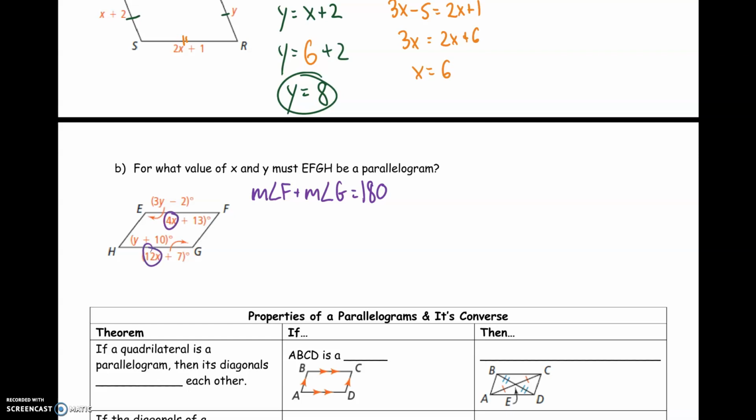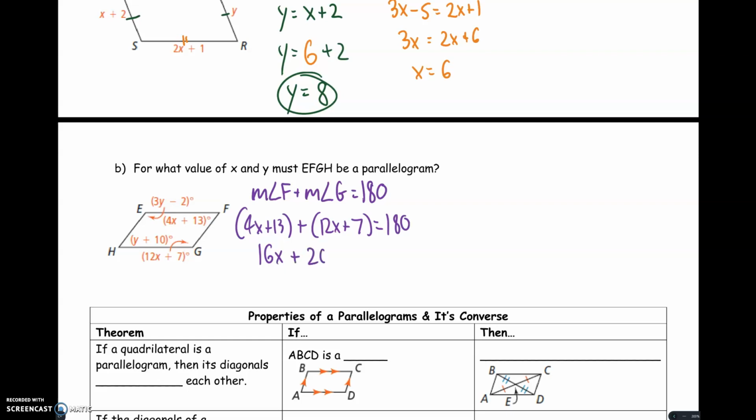If x is a part of F and x is a part of G, now I can just replace that with 4x plus 13 instead of angle F. I can replace G with that expression for 12x plus 7. And now that I know that these are supplementary rather than congruent, I just have to solve this for x. I don't have to figure out y at the same time.